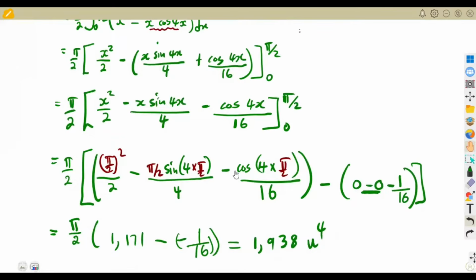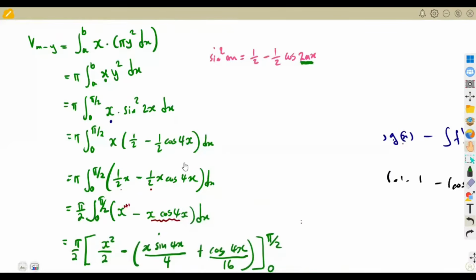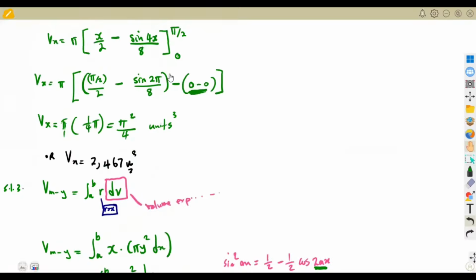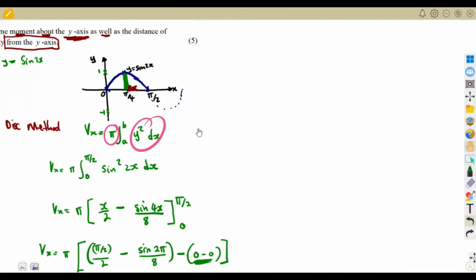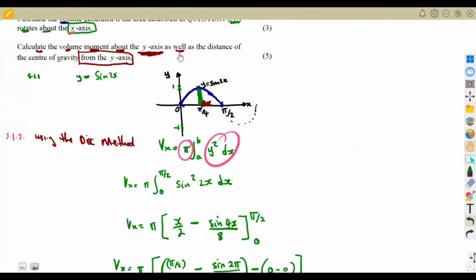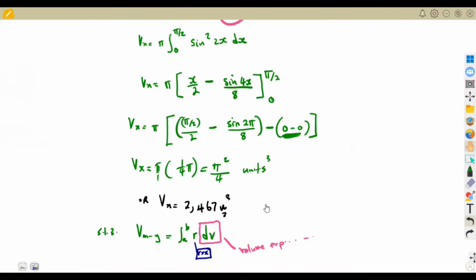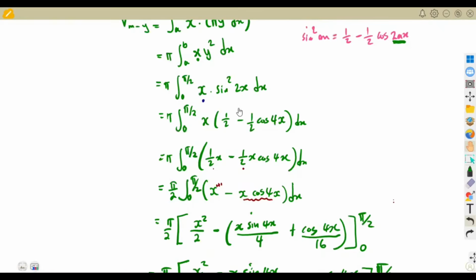All right, so that is our volume moment. But the question did not end on the volume moment. They also wanted us to have this x coordinate here. Remember, they are also asking for the distance of the center of gravity from the y-axis. So the distance of the center of gravity from the y-axis, that is the distance of x. So it's the x bar from the y-axis, that is x bar.